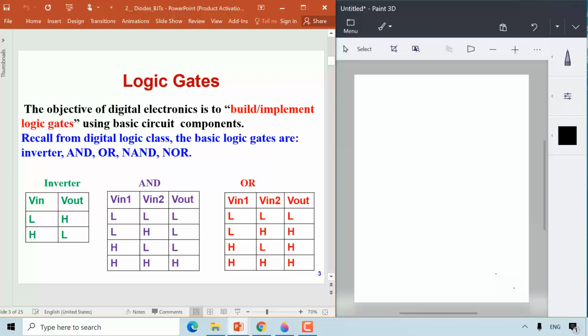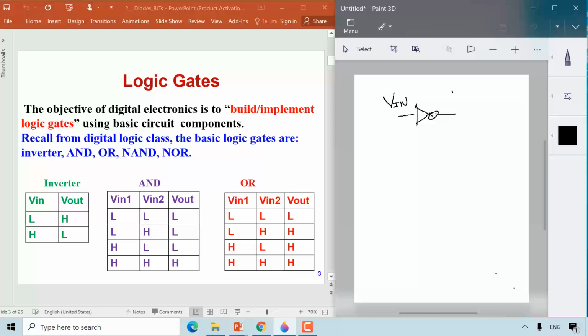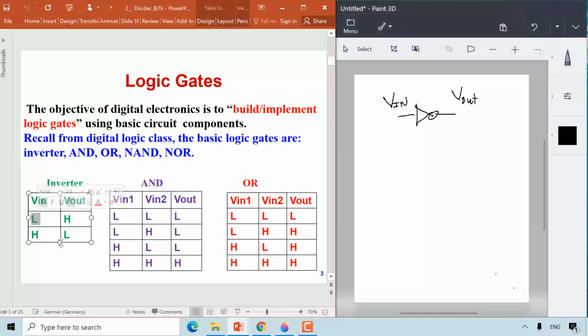However, for an inverter, for example, we know that the inverter input voltage will be reversed at the output voltage. So if you have, for instance, a low voltage here, you will have an output of a high voltage. And if the input is a high voltage, you will have an output of a low voltage. So it's basically the reverse.